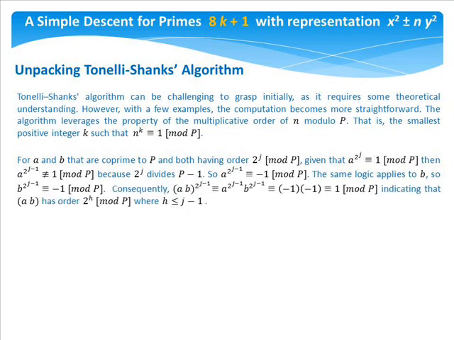Consequently, (a times b)^(2^(j-1)) is congruent to 1 modulo p, indicating that a times b has order 2^h modulo p, where h is smaller than or equal to j minus 1.